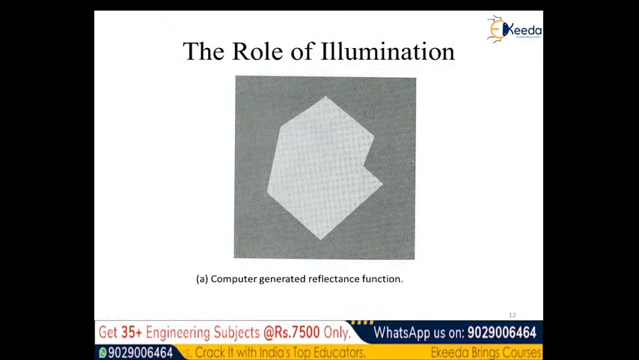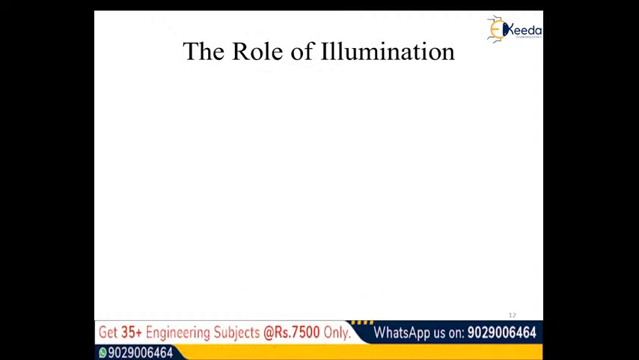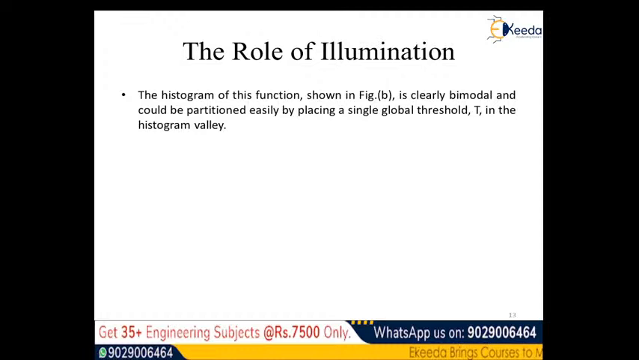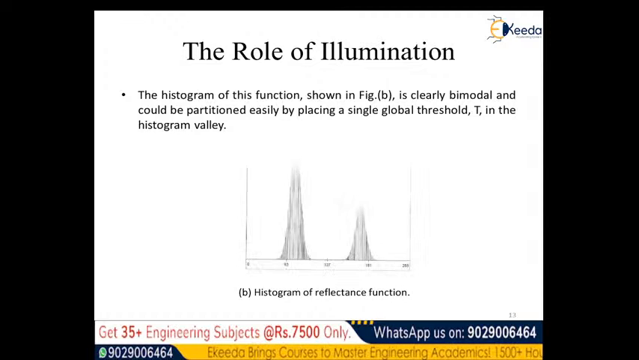So the corresponding histogram of this particular function we can have as figure B, that will clearly be bimodal, that means having a separation into the two groups for the pixel intensities, and that can be partitioned easily with the help of a single threshold, the case we discussed at the beginning of this particular lecture, based on which we have solved a simple problem as well here.